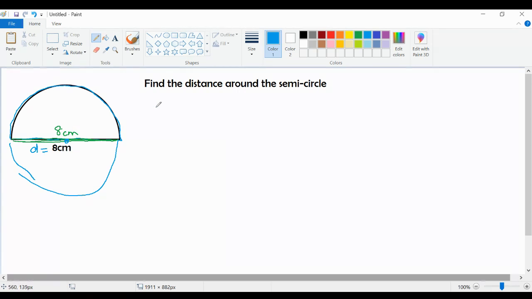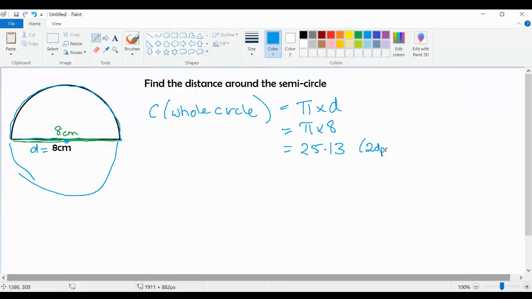So let's do this. Let's do the circumference of a whole circle. And that would be, for this formula, pi times d for this problem, because we're given the diameter. Pi times 8 in this case, because it happens to be across the circle. So I'm just going to do that on my calculator. Times 8, and that comes up to be 25.13. And I've written that to 2 decimal places. And this would be in centimeters.